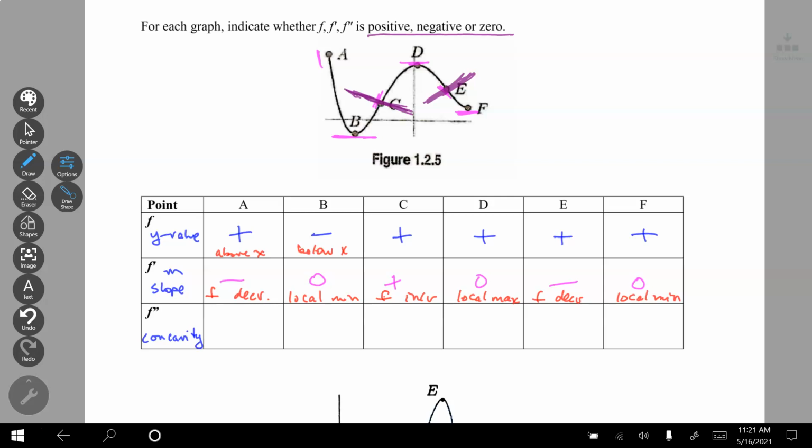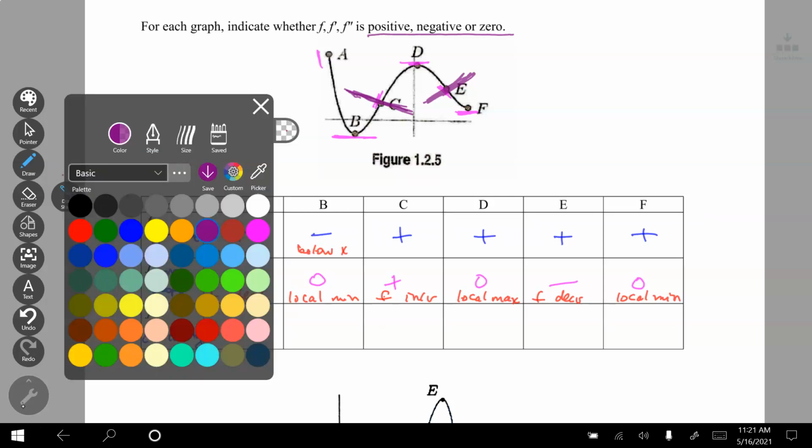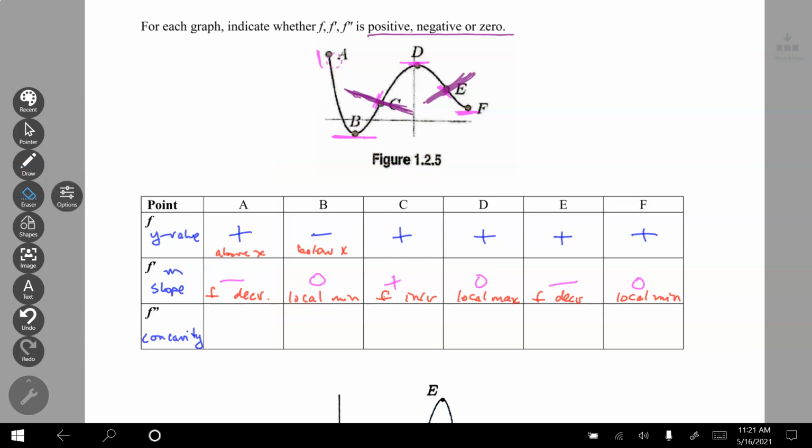So when I see the graph, I see point A and point B being on the concave up part, C is in the middle, D is on the concave down part, E is in the middle, and F is on the concave up. See, it's curving up here, even though we don't see the whole graph.